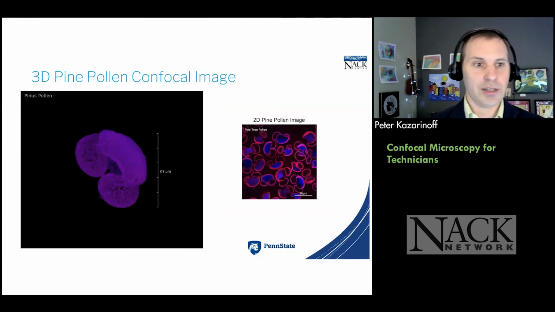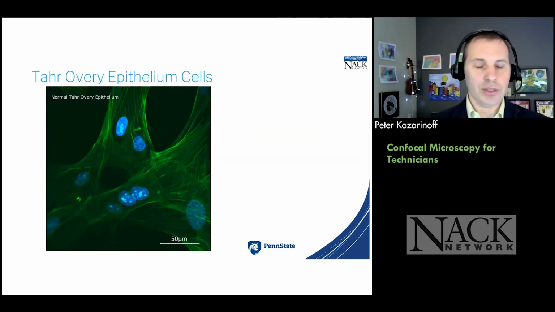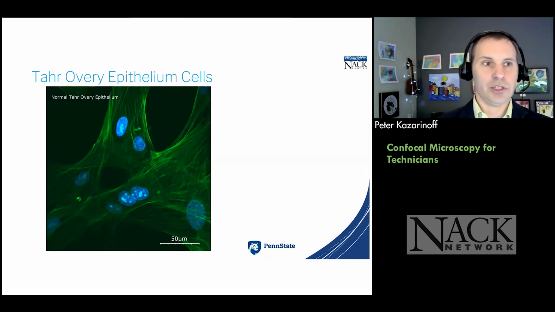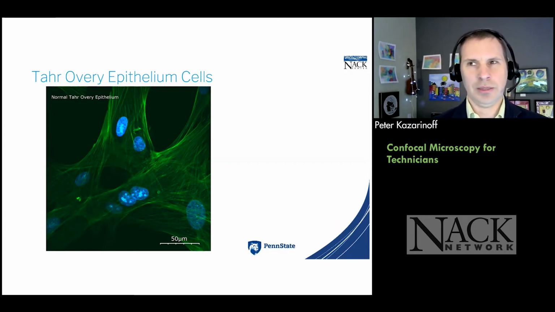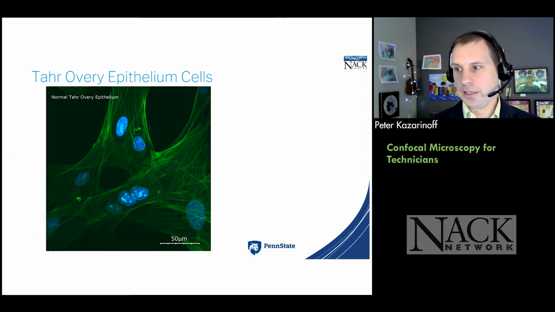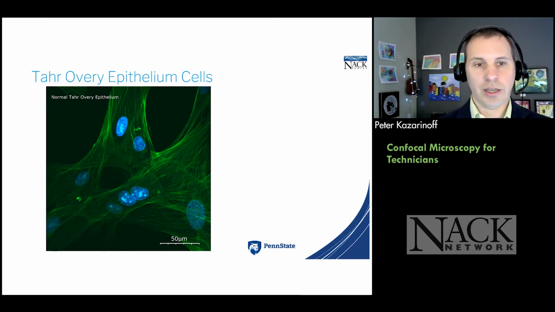So on the left-hand side, you can see a three-dimensional image of the pine pollen that I showed earlier. And this three-dimensional image was collected by taking a large number of vertical slices and then assembling them together in software. This is an example of a three-dimensional image of a normal Tahr ovary epithelium. Normal Tahr is a type of mountain sheep that's in Nepal and Tibet. And dyes were added to the sample in order to show the nucleus of the cell and the cell membranes.